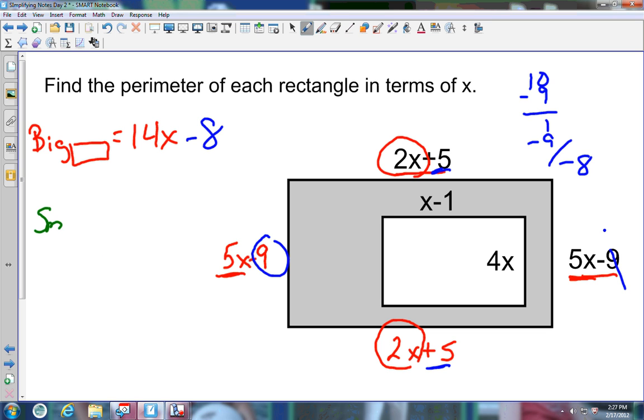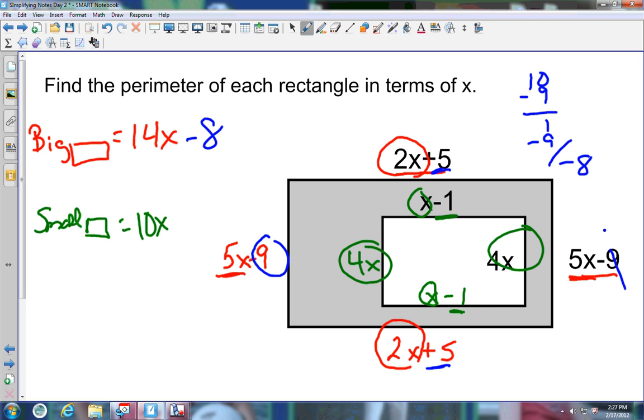The small rectangle, let's label this other side x minus 1, and the other side is 4x. Well, add up all your x's. 4 and 4 is 8, 9, 10. You have 10x, and then negative 1 and negative 1, which is minus 2.